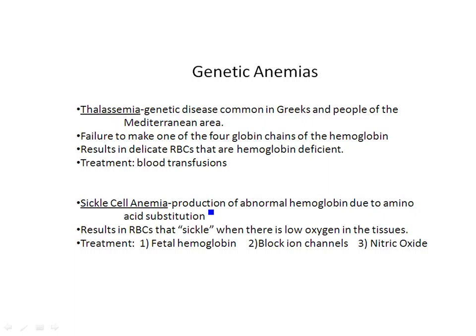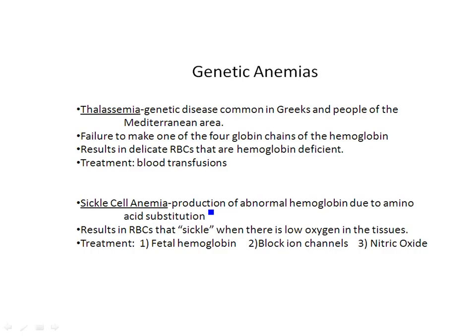You inherit it. And what happens with these thalassemias, and there's very different kinds, it's a failure to make one of those 4 globin chains, one of those 4 protein chains of the hemoglobin. Well, if you don't make one of them right, it's going to result in very delicate red blood cells that are hemoglobin deficient because one of those chains is not working right. Your treatment for that is then going to be blood transfusions because you're not making the cells the way they should be made, and specifically you're not making that hemoglobin the way it should be made.